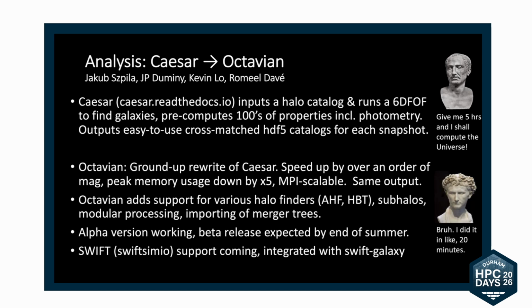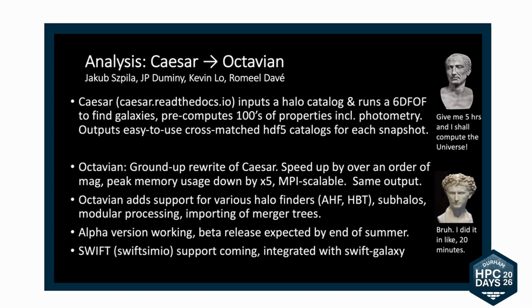So instead, one of my students, an undergrad, decided to take up the project in his copious spare time, to write a ground-up rewrite of Caesar. And thanks to him actually understanding Python, unlike me, he was able to speed it up by an order of magnitude, and particularly to reduce the peak memory usage. But not only that, he made it MPI scalable, right? So now we're sort of unlimited in the box size that we can analyze. He also added support for halo finders, merger trees, all kinds of things, and sub-halos.